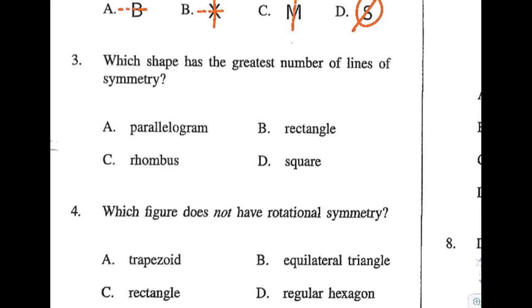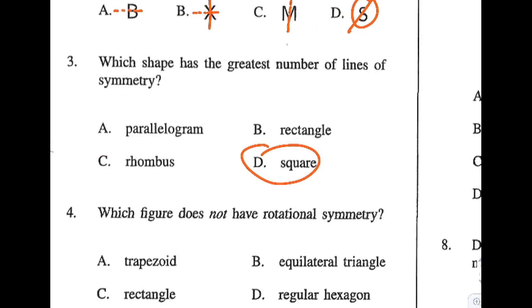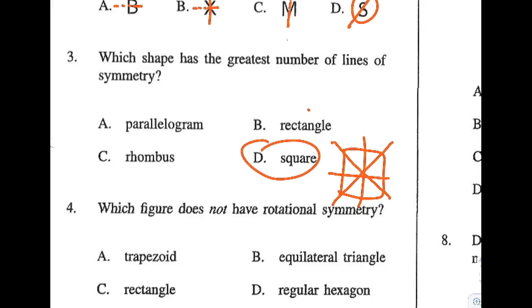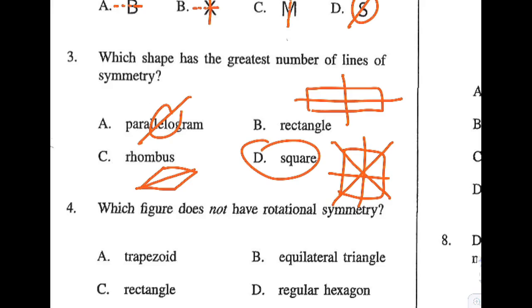Which shape has the greatest number of lines of symmetry? Greatest number of these 4 would be a square. You can almost refer to question 1 where a square could be cut this way, perfectly diagonal in both diagonal directions. A rectangle is a little bit less because it can only go this way and this way. The diagonals won't line up. A parallelogram has none, and a rhombus can only be cut in the 2 diagonal directions. So square is the most.